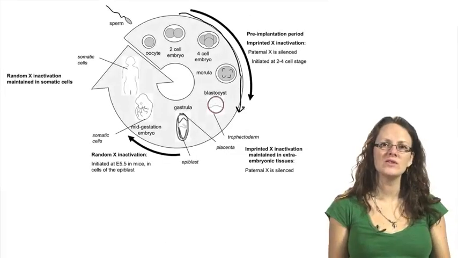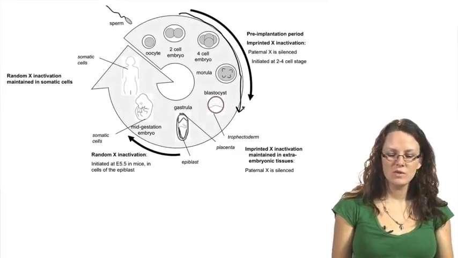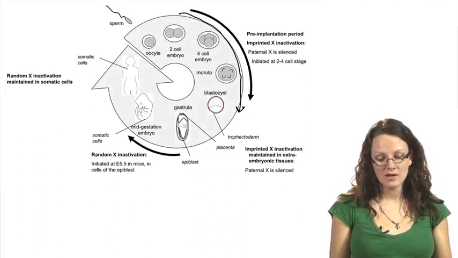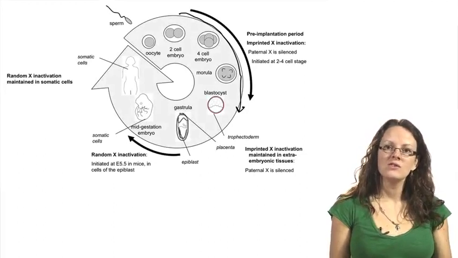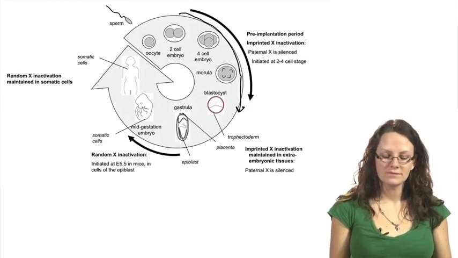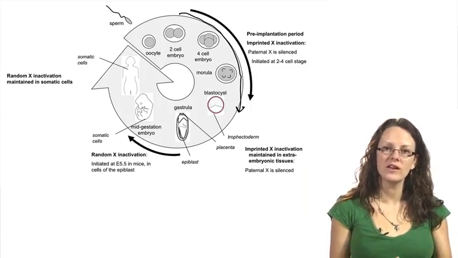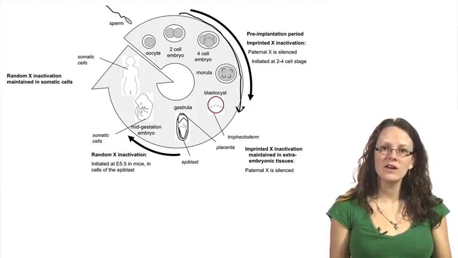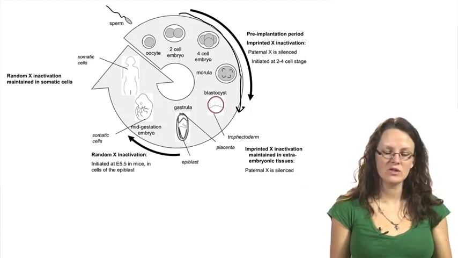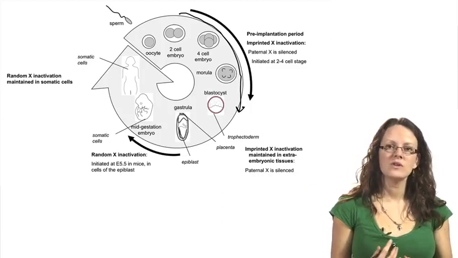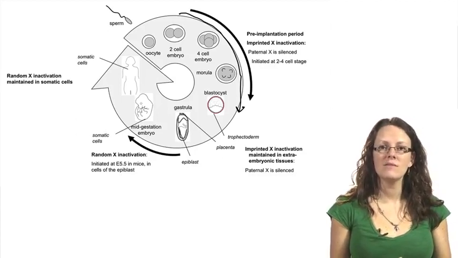Somewhere between the 2 and the 4-cell stage is when imprinted X inactivation first occurs in the mouse. This is where the paternal X chromosome is silenced. We're not exactly sure, and it probably depends on which locus you look at on the X chromosome, exactly when this first occurs, but it is certainly between the 2 and 4-cell stage. So for this pre-implantation period, it's only the maternally derived X chromosome which is active.